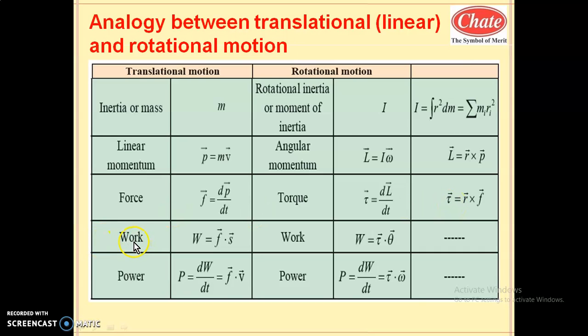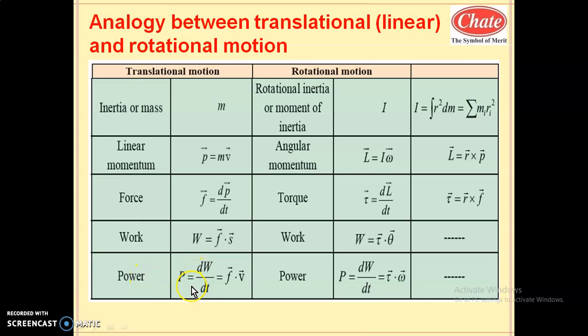Next analogous quantity is work. So work in linear motion is vector f dot s. In linear or translational motion, work done is vector f dot vector s, whereas in rotational motion the work is given by the analogous term. In place of force, tau, that is torque, and in place of linear displacement the quantity is angular displacement theta. So it is a dot product between these two vectors. So work done is tau dot theta.